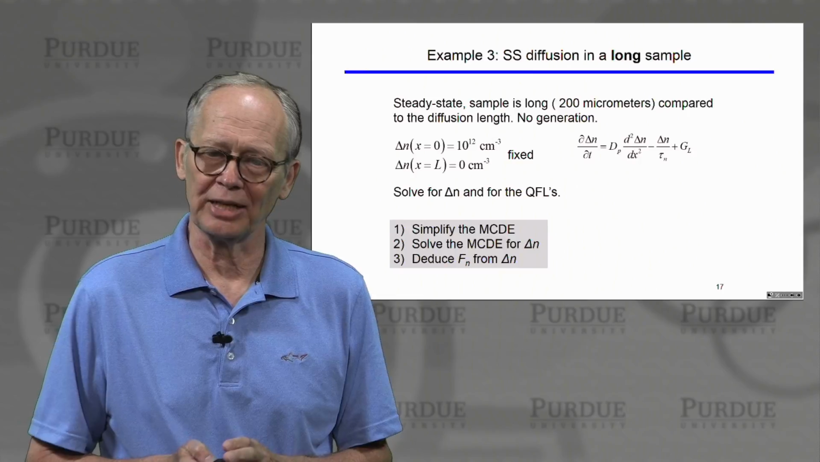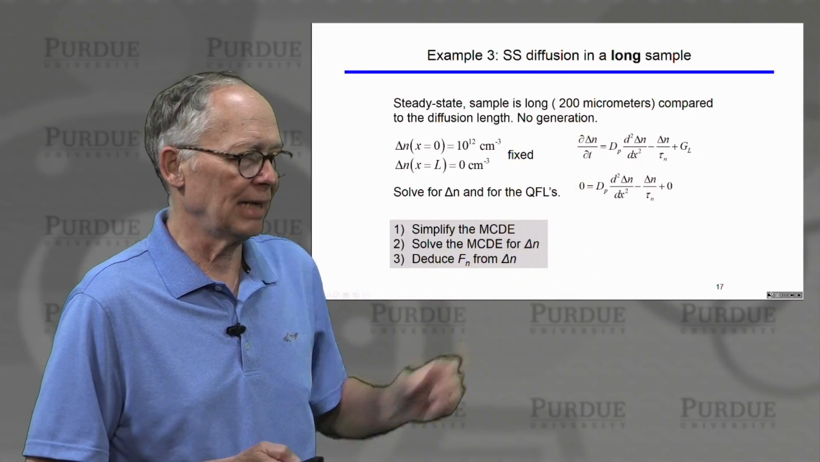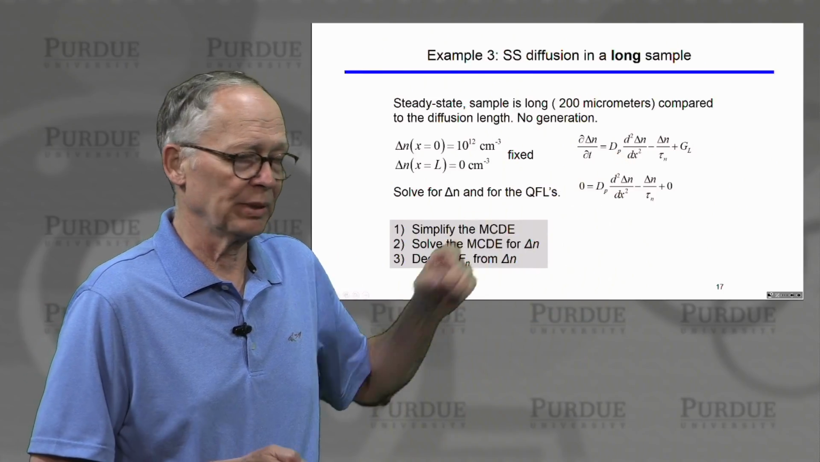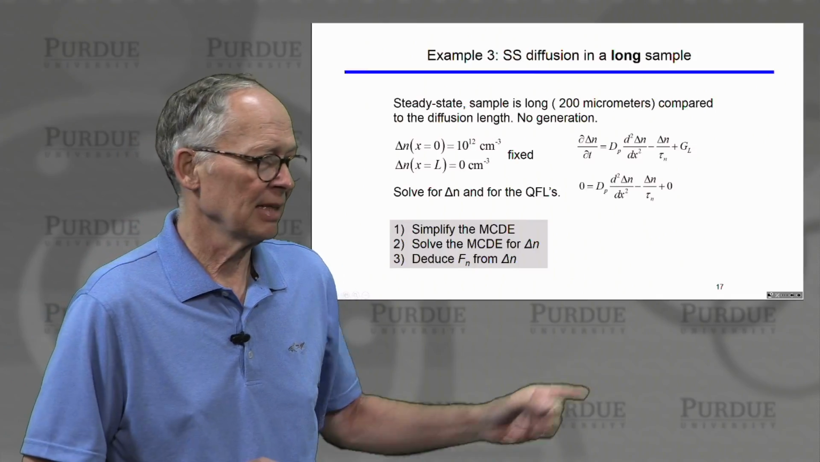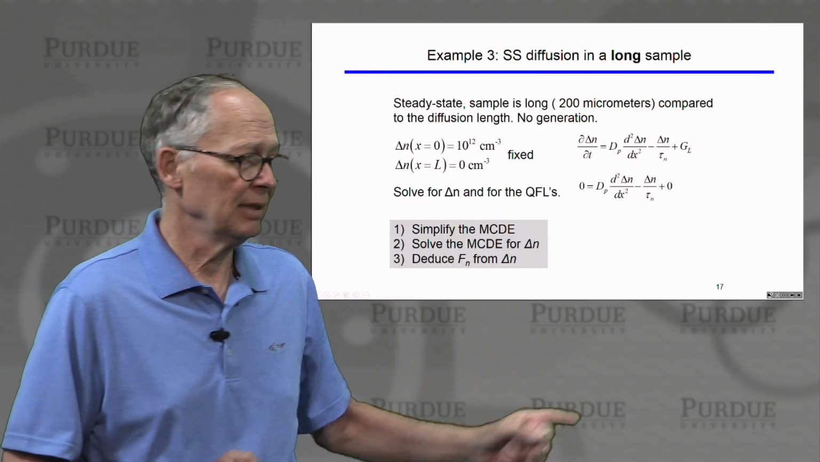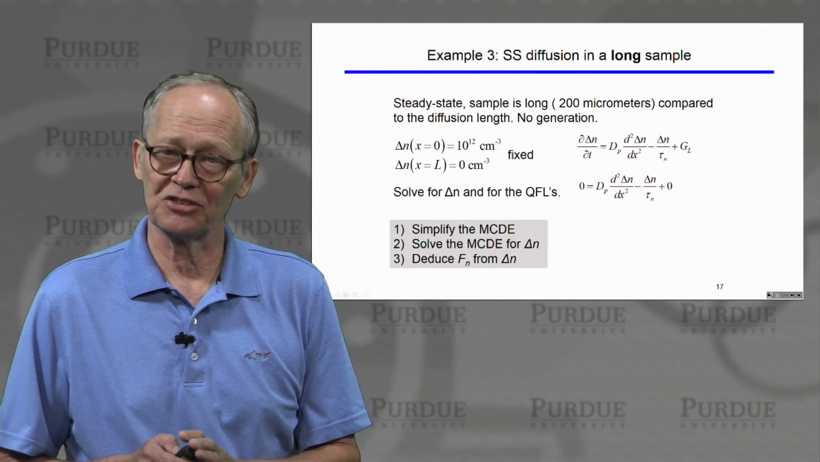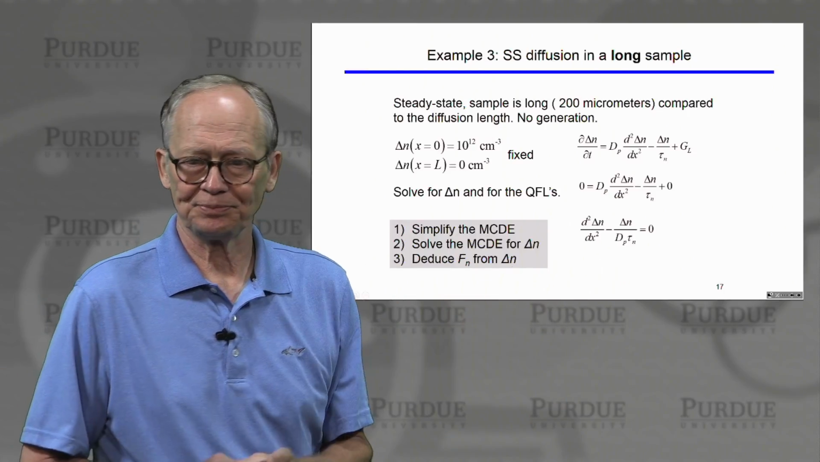All right, we'll go through the same steps. We'll notice that this is a steady state problem, so there's no time dependence. There will be a spatial dependence, so we have to retain the second derivative with respect to position. There will be recombination that will occur. We can't throw that term out. But we said that there's no generation, so we can set G sub L equal to 0. So we'll have to solve this equation.